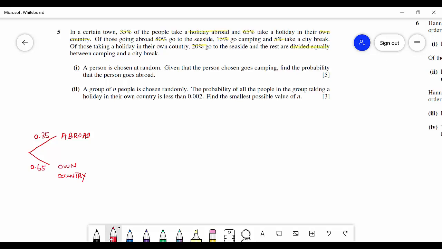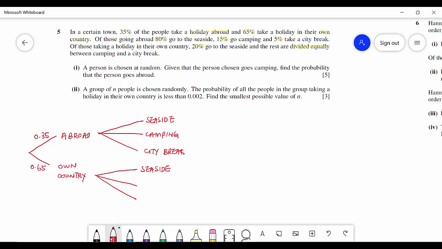And after that, they're having three types of activity. The first type is seaside. After that, camping, and also city break. Then the same thing happens for those who have holiday in their own country also: seaside, camping and also city break. So from here I need to fill in all the probability as well.